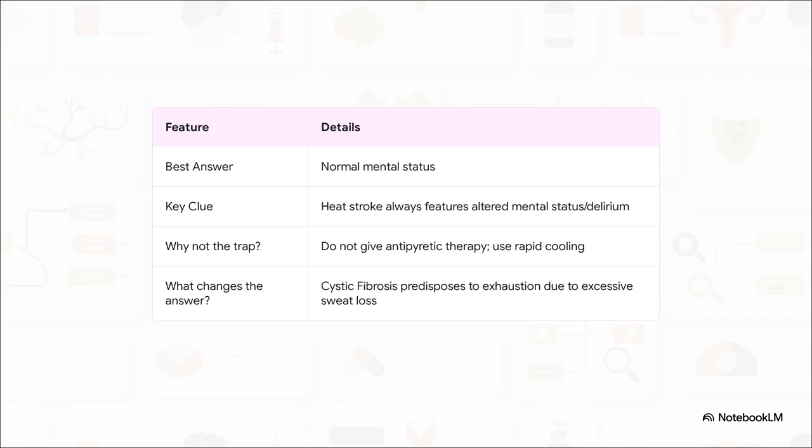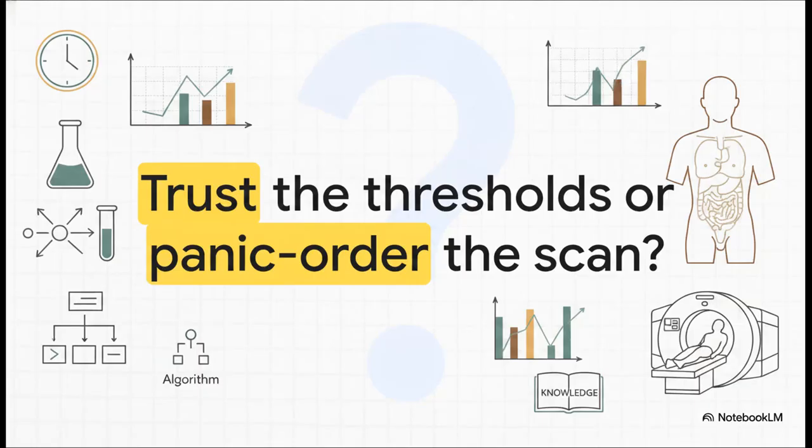And definitely beware the medication trap here. There is absolutely zero role for antipyretic therapy in either condition. You use physical rapid cooling, not Tylenol. Well, we've covered a ton of ground today. You now know the key clues, you know the physiological traps, and you've memorized those vital ratios.